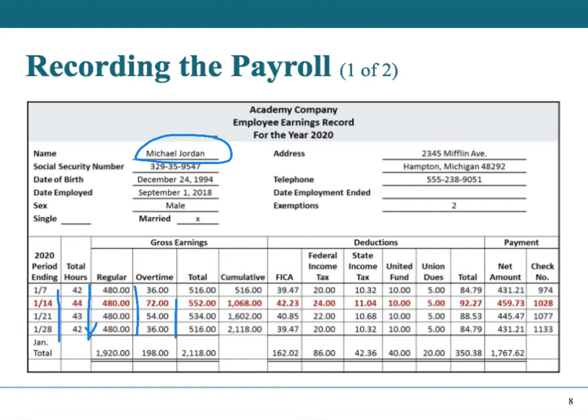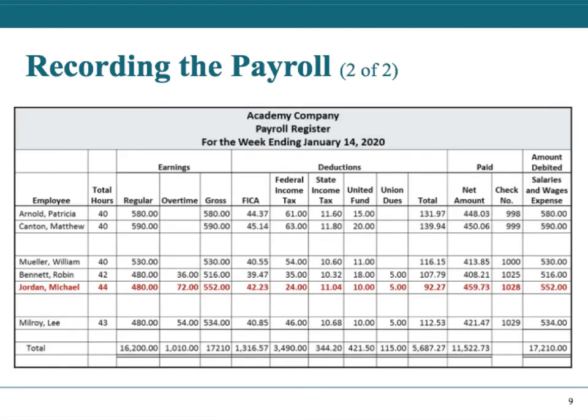Why would they have cumulative? Well, then you will know when you're going to hit that overall 127, so you can stop withholding for Social Security. The amount taken out for FICA, federal income tax, state income tax, United Fund, etc. And here's your payments. Here's the net amount and the check number. Okay, this is the payroll record.